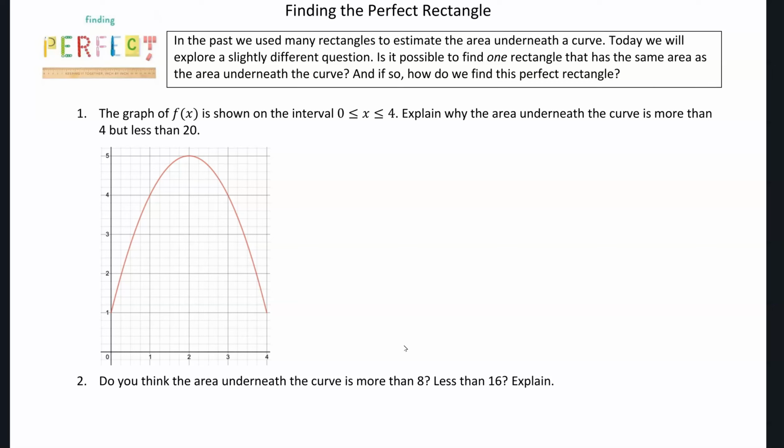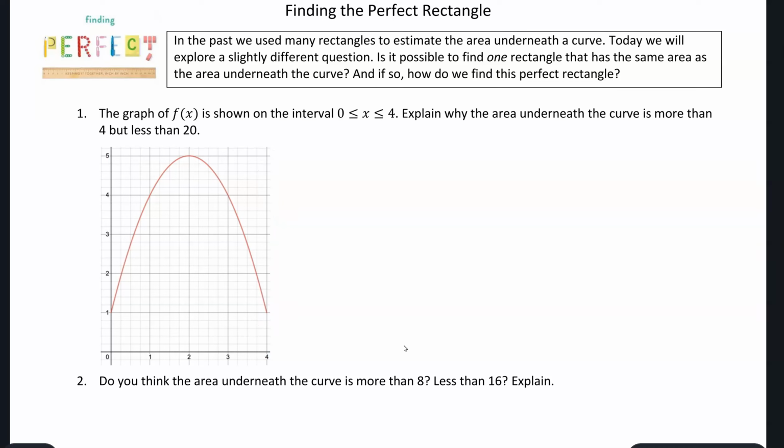The graph of f of x is shown on the interval of 0 to 4. Explain why the area underneath the curve is more than 4, but less than 20. Where would 20 be? So 20 would be this, right? So 4 times 5 would give me an area of 20. So definitely way too much, right? There's too much area on the sides of the curve.